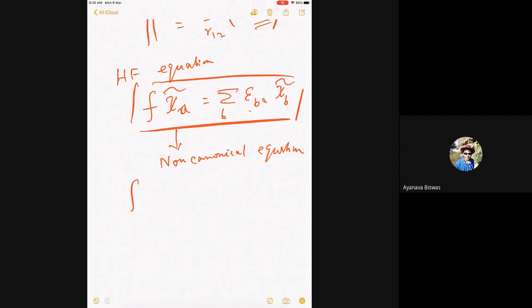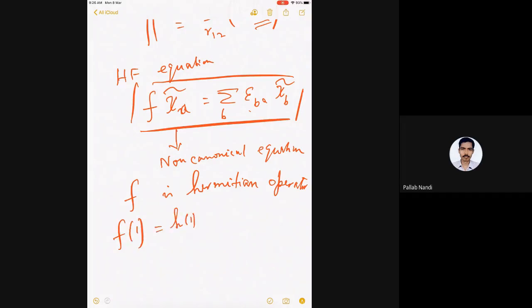Then I say that this F operator, and these are steps, is a Hermitian operator. I will write the F now. Just one minute. So F is a one particle operator, let's say F of 1. That is H of 1 plus the sum over B of the integral chi B star 2, 1 by R12, (1 minus P12) chi B 2 d tau 2.